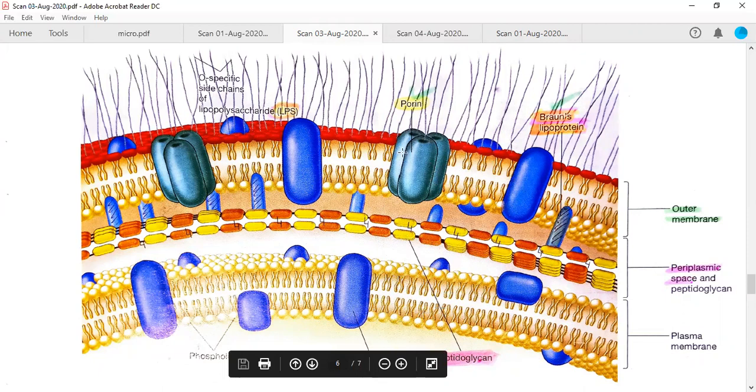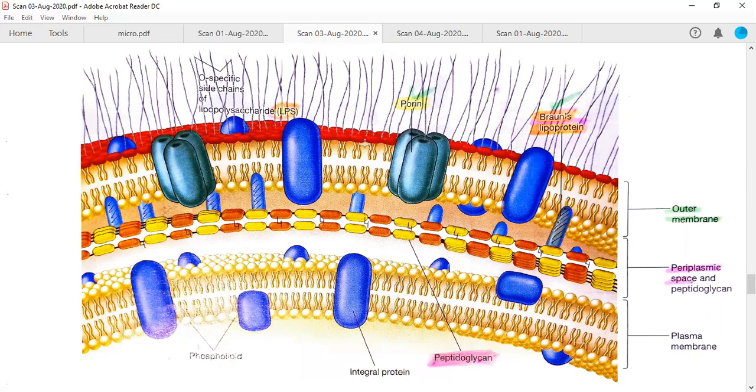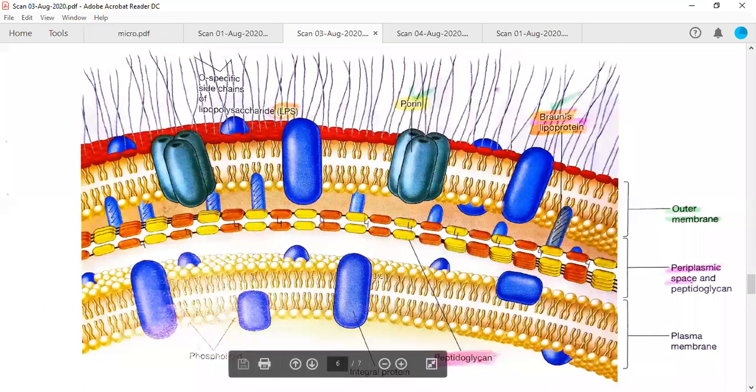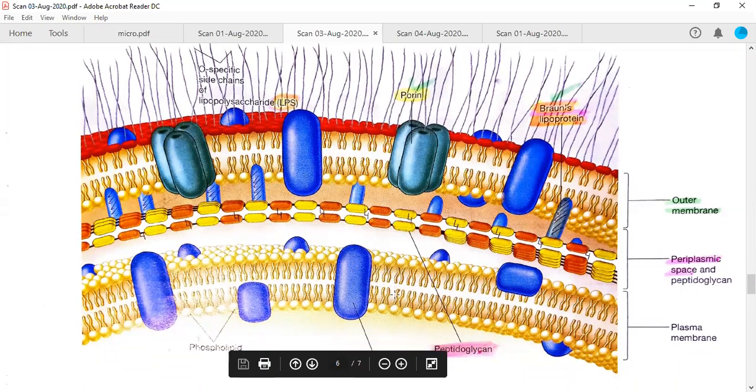As you can see here, there are certain porin proteins. These porin proteins are a kind of channel which allow low molecular weight molecules to cross this outer membrane. So the outer membrane is quite porous when we compare it with the plasma membrane. In the plasma membrane, there are generally fewer porins, or they are absent, and therefore it is less porous.